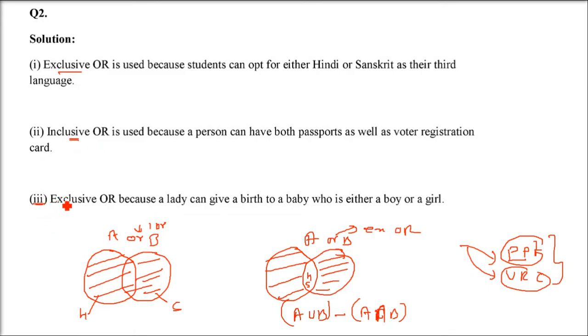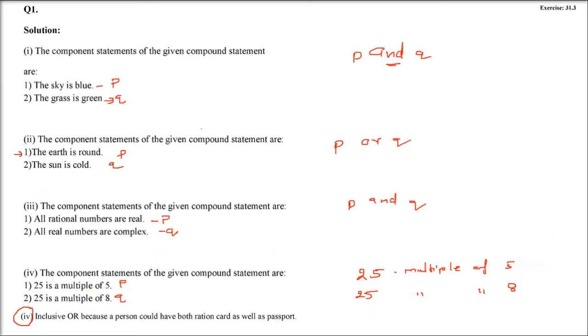And coming to third one, a lady gives birth to a baby boy or a baby girl. Now, just assume that one kid will be delivered. So a woman would deliver only a girl or a boy. If one kid is coming, she cannot give boy and girl together. If it is more than that, it is possible. Otherwise, it is exclusive or.